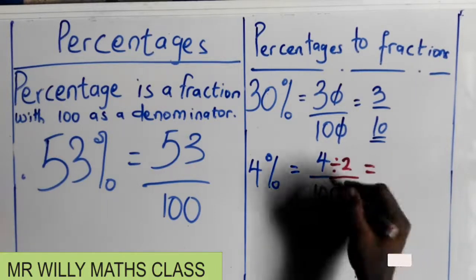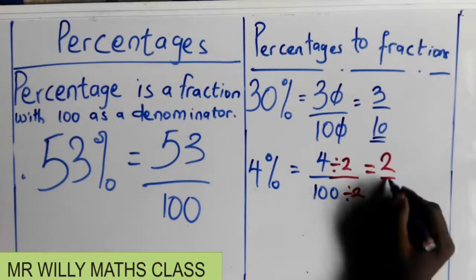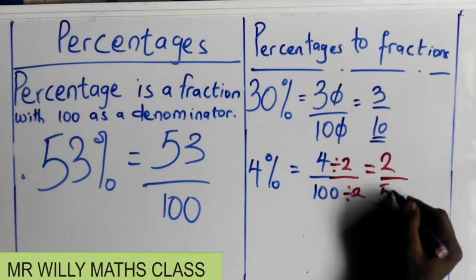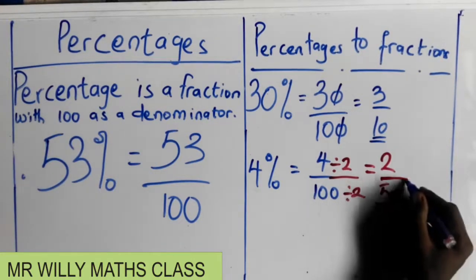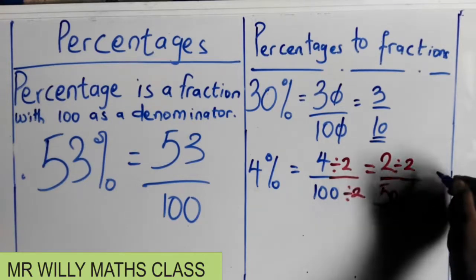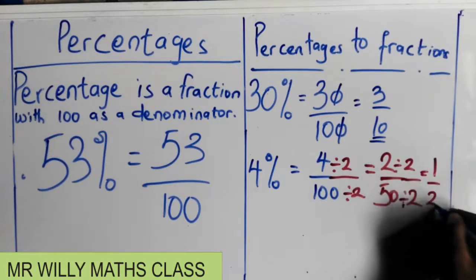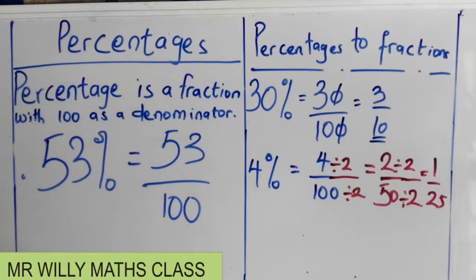How many 2 can you see in 4? That will be 2. And how many 2 can you see in 100? That's 50. You can still divide this further with a common factor, 2 again. 2 divided by 2 will be 1, and 50 divided by 2 will be 25. So the fraction form of 4% is 1 over 25. So 4% can be expressed as a fraction in its lowest form as 1 over 25.